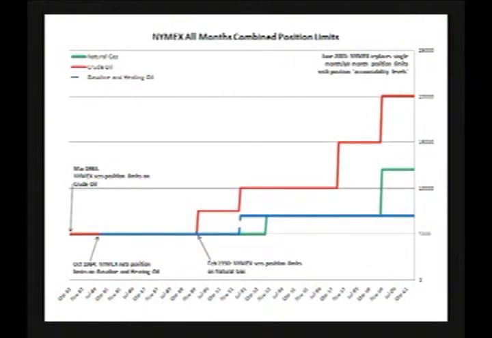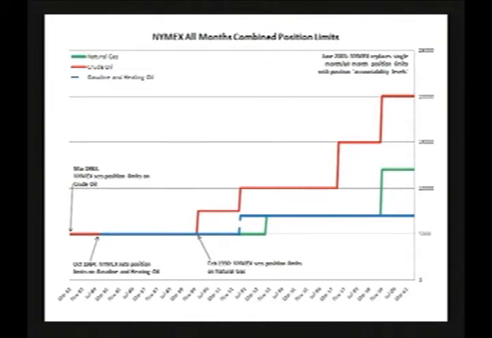The chart that we're showing now is the NYMEX all-month combined position limits. You can see from the chart the initial limits on crude oil were set in 1983, in 1984 for gasoline and heating oil, and in 1990 the first position limits were established on natural gas. You can see a number of times the all-month combined limits were increased for crude oil. They were increased for natural gas, which is the green line there as well, and gasoline and heating oil were increased in, I believe, 1991, but remained constant through the 1990s. The last two increases in crude oil and the last increase on natural gas were based upon the open interest formula that I mentioned that Steve will describe in more detail.